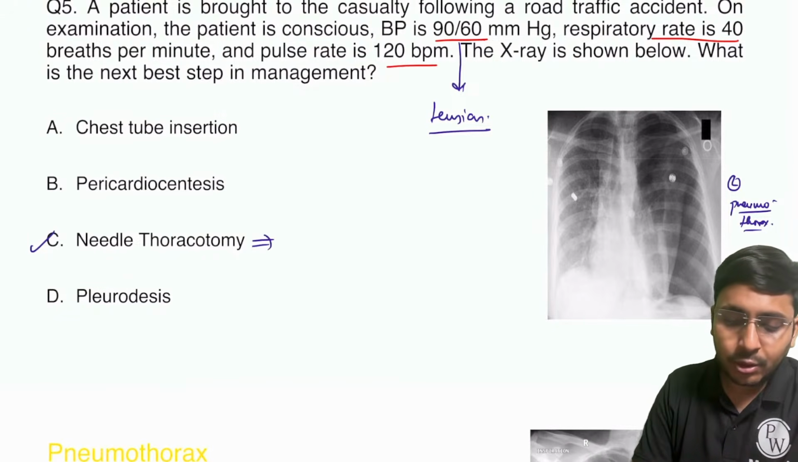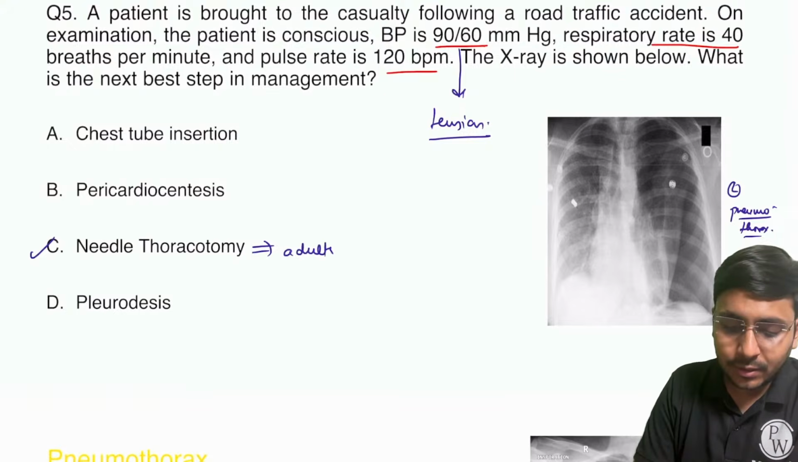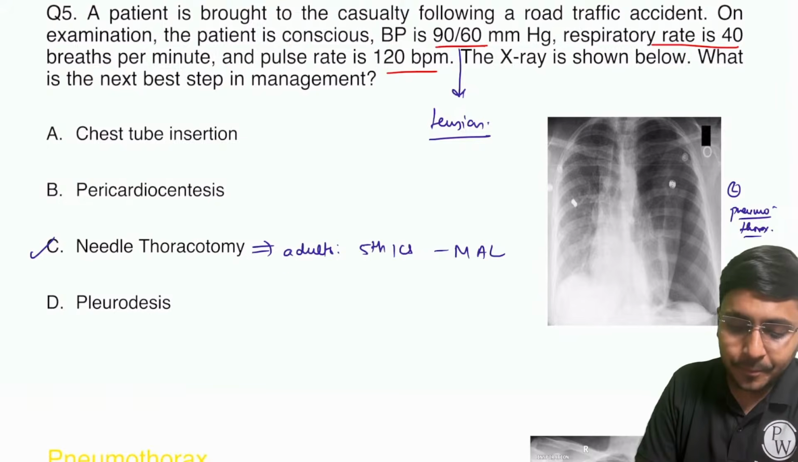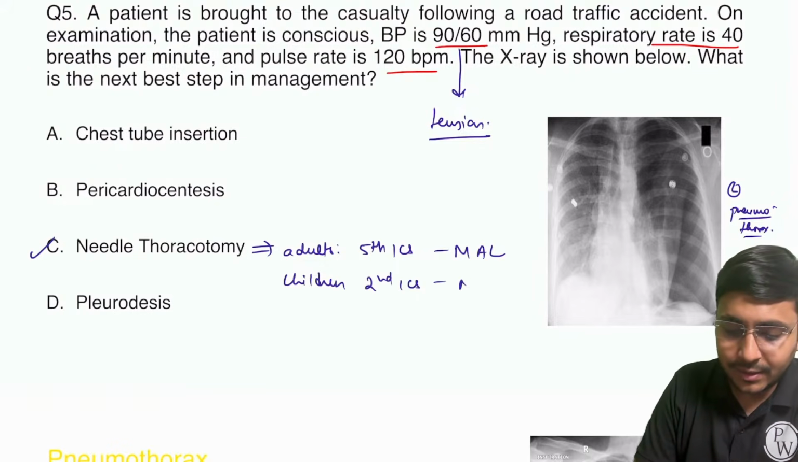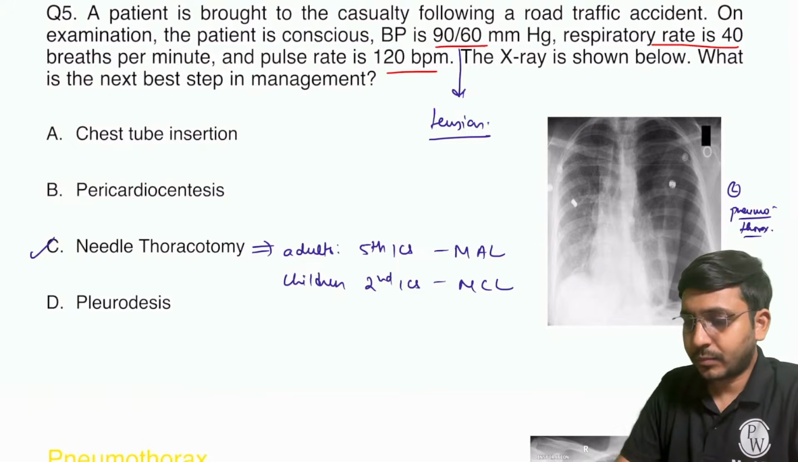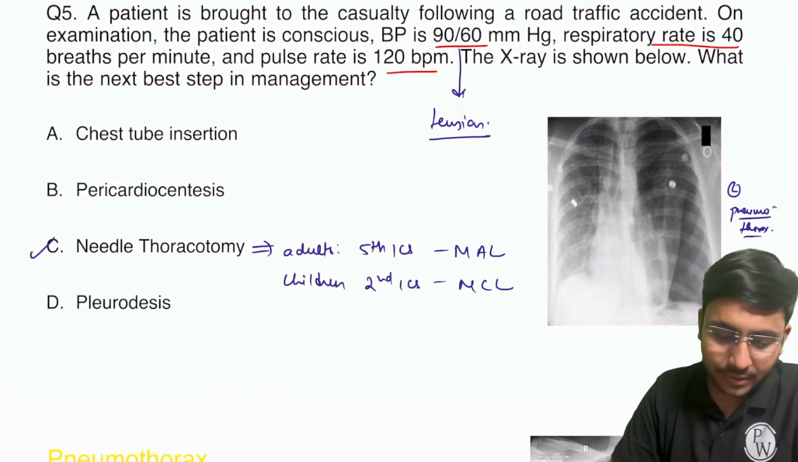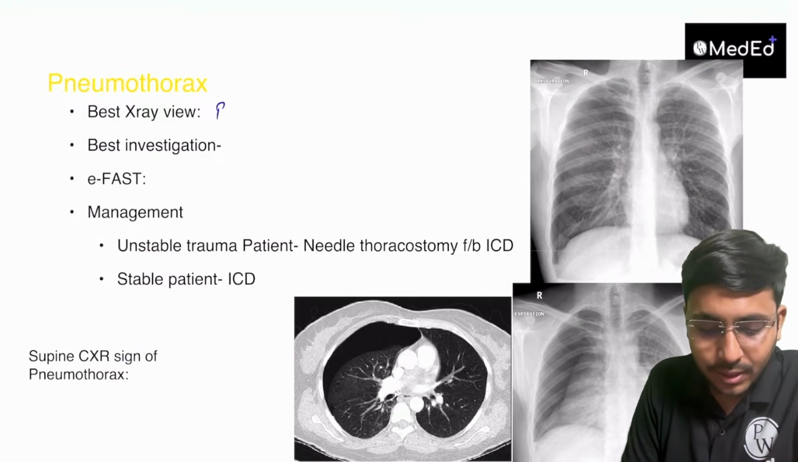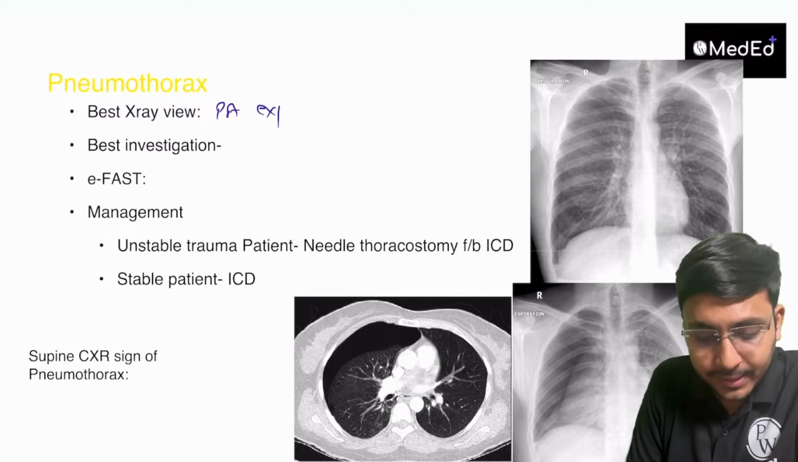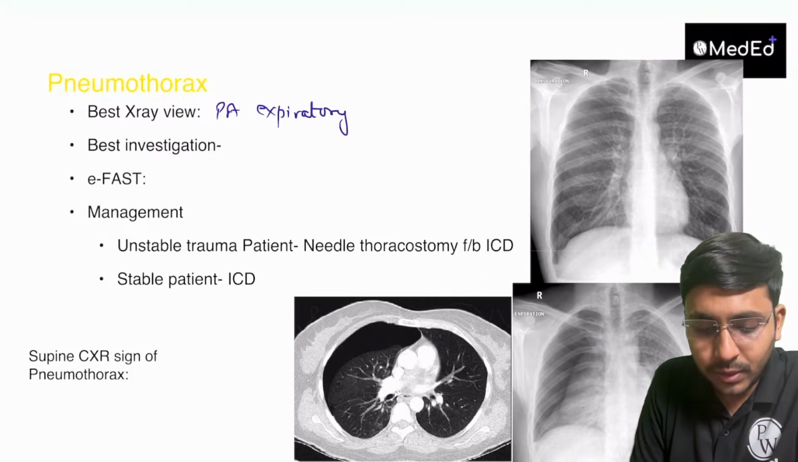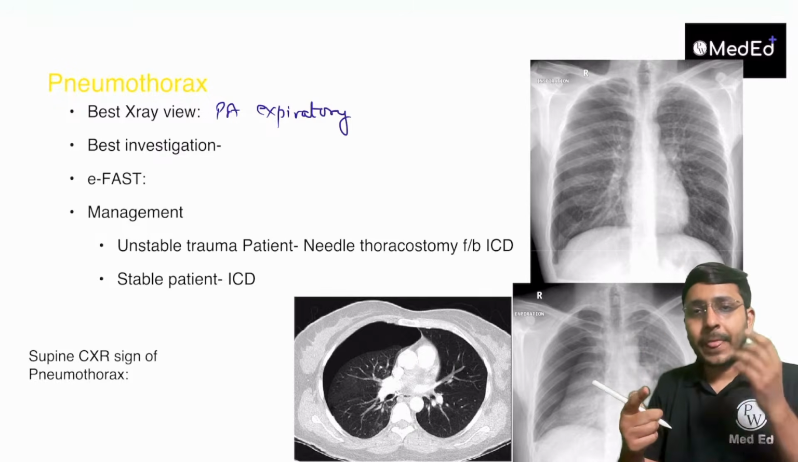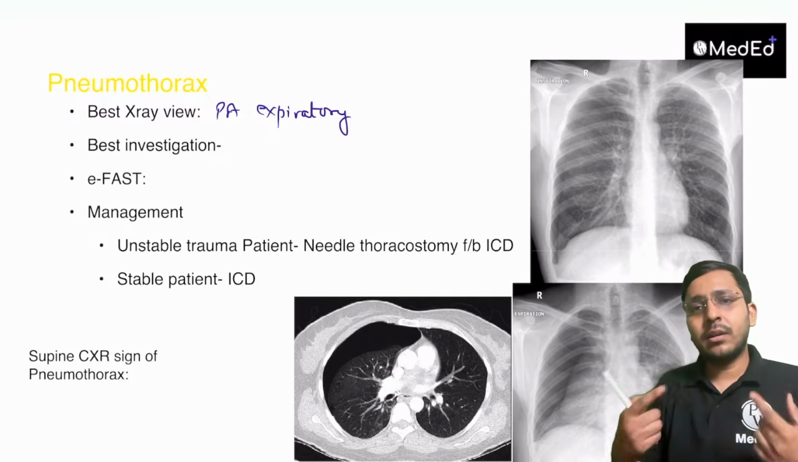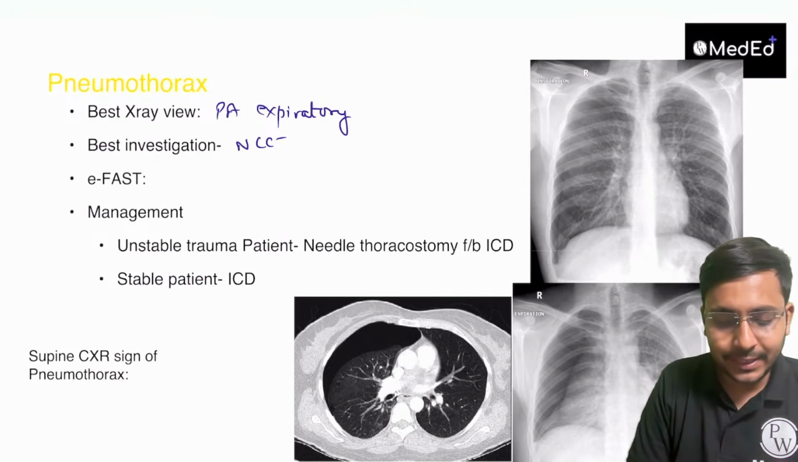And where do you do a needle thoracotomy? In adults, you do it in the 5th intercostal space, mid-axillary line. And in children, you do it in the 2nd intercostal space, mid-clavicular line. Okay, so needle thoracotomy is the answer. Now quickly tell me, best X-ray view for pneumothorax is PA expiratory view. If you're asked best X-ray view, but if you're asked best investigation is NCCT.